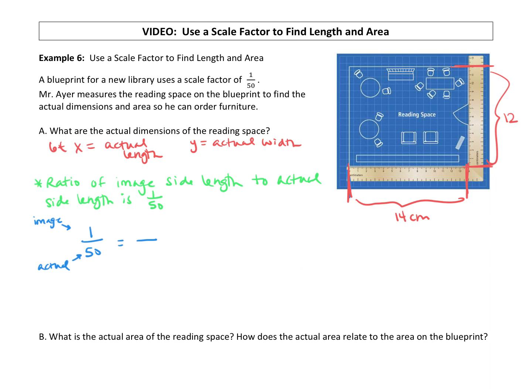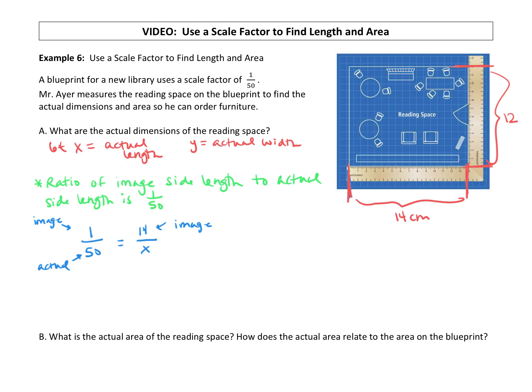So for our length, the length in the image we know is 14 centimeters. I'm going to match my scale factor over here. Because the scale factor has a measurement for the image in the numerator, I'm going to put my measurement for the image in the numerator. We want that to match going across. Over, we have the actual length, and we don't know what that is. That's our X right there. X is the actual length of the room. And now we can just solve this proportion.